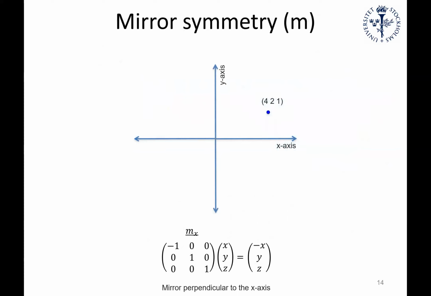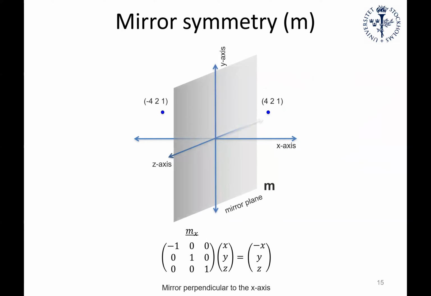Okay, so again, the same example, but now with a point in space. Say you have some coordinates 4, 2, and 1. If you were to mirror it perpendicular to the x-axis, then that equivalent position would end up being -4, 2, 1.